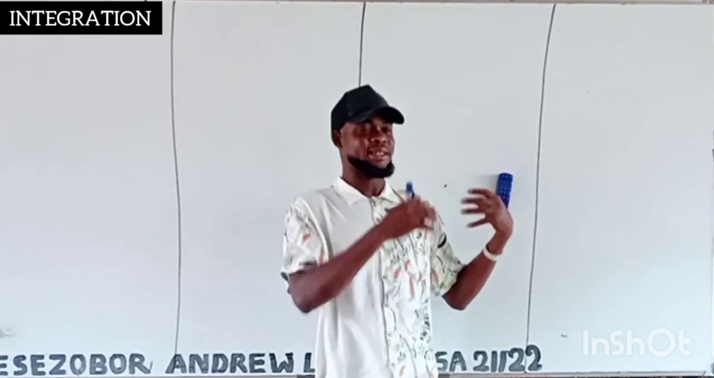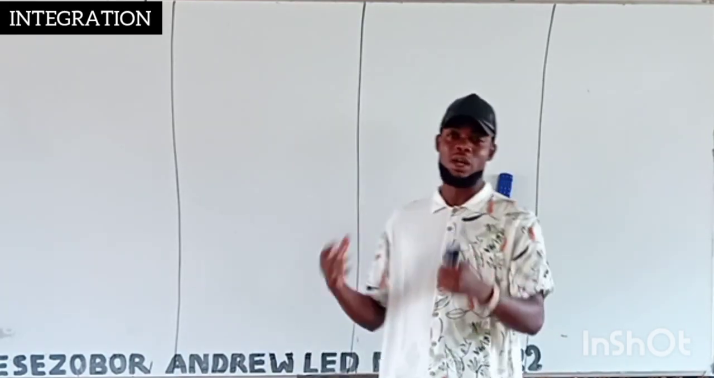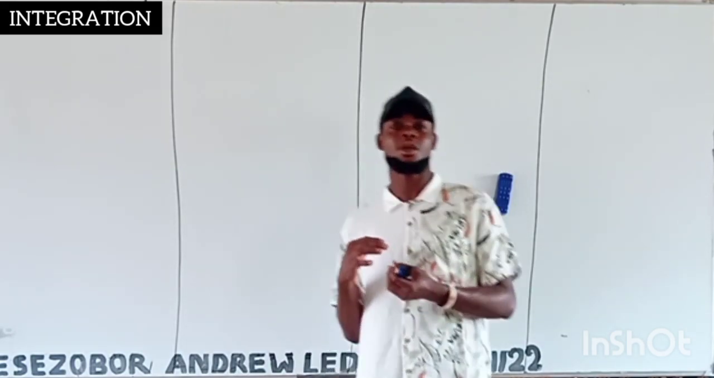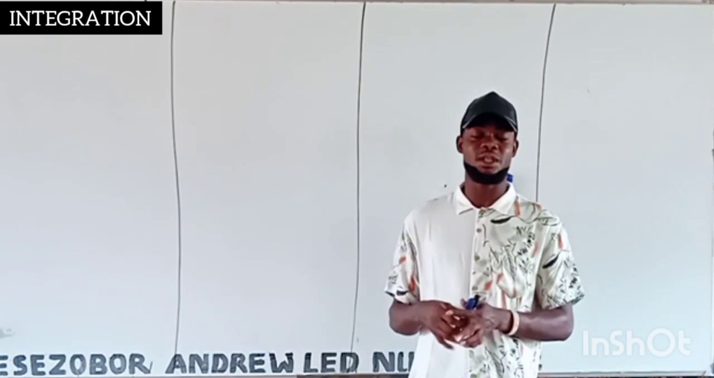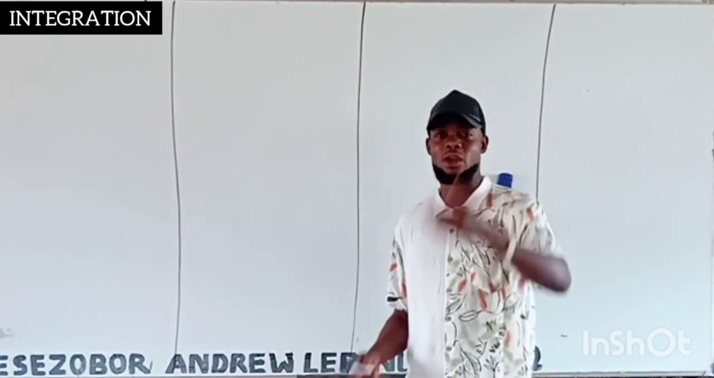We have two forms of integration. We have the definite integration and we have the indefinite integration. Now, what's the meaning of definite integration? What's the meaning of indefinite integration? For definite integration, you are going to sum up what you are doing within a definite range. It's a type of integration that has limits, both the upper and the lower limit.